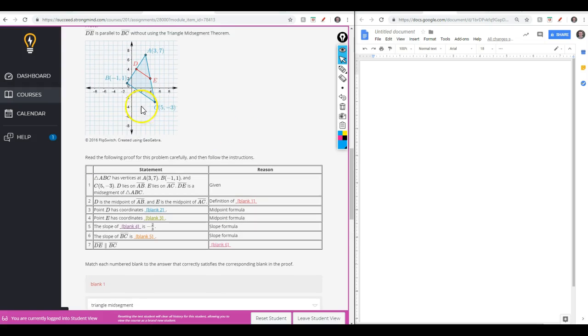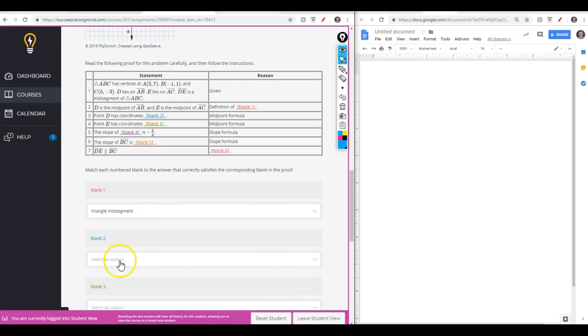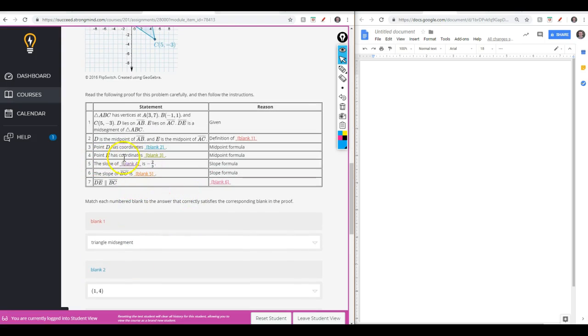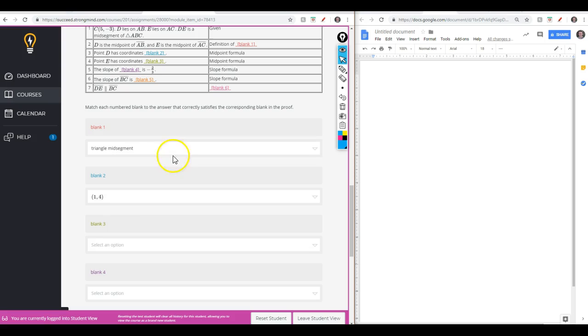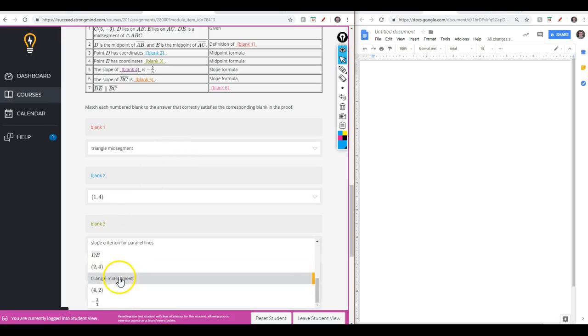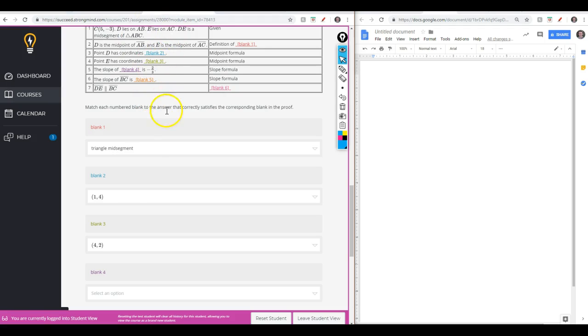Okay, the reason I love graphs is because I didn't have to do a formula. I can just look. It's over 1 on the x-axis and it's up 4. So the coordinates are (1, 4). Okay, blank 3. Point E has coordinates blank. Again, they say midpoint formula. Since there's a graph, we can just go over and use it. So (4, 2). That is a good use of tools, is using a graph. So if it's there, then use it.